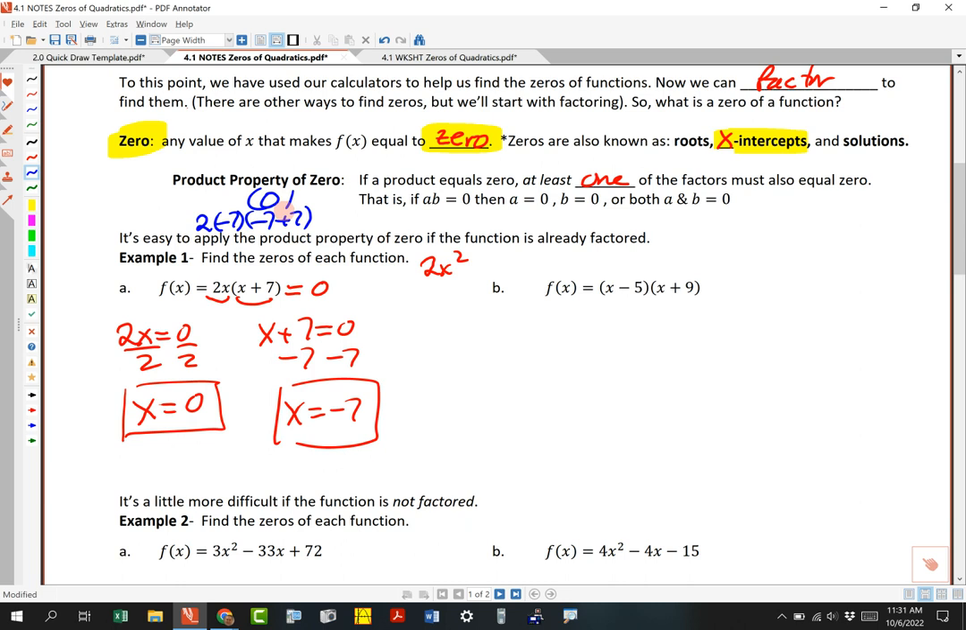So the function value, the y value is 0, which means it hasn't gone above or below the x-axis. It's right on the x-axis. It's a solution. It's a root. It's a 0. It's an x-intercept. Okay, any questions?